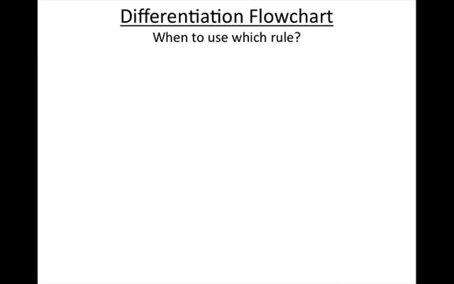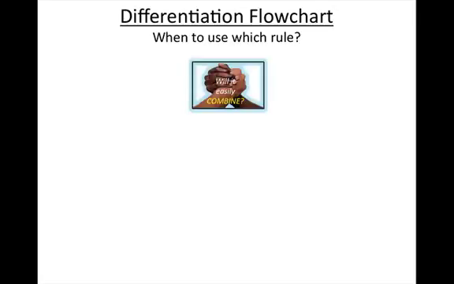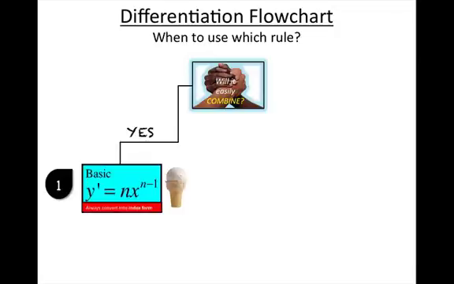So my flowchart. When to use which rule? Let's start off with asking ourselves the question, will it easily combine? If it does expand or simplify easily enough, if that's a yes, then we're going to be using our basic law, which we know: bring down the power, minus 1 from the power, and with that all you need to make sure of is always convert into index form.